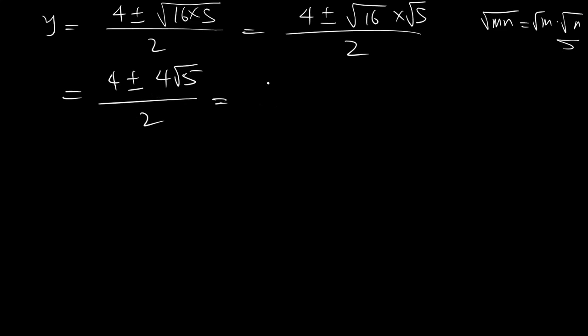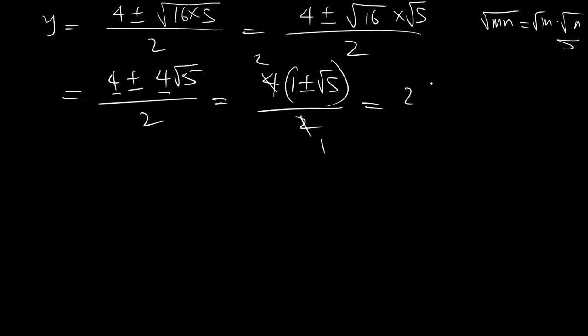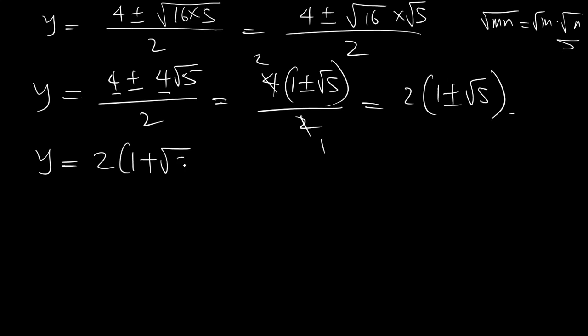So now you have 4 is common, you factor it out. 4 into 1 plus or minus the square root of 5 divided by 2. So this will give us, 2 here, 1, 2, 2. So you have 2 times bracket open 1 plus or minus the square root of what? 5 bracket close. So that means y is equal to now 2 into 1 plus the square root of 5 plus or minus square root of 5.